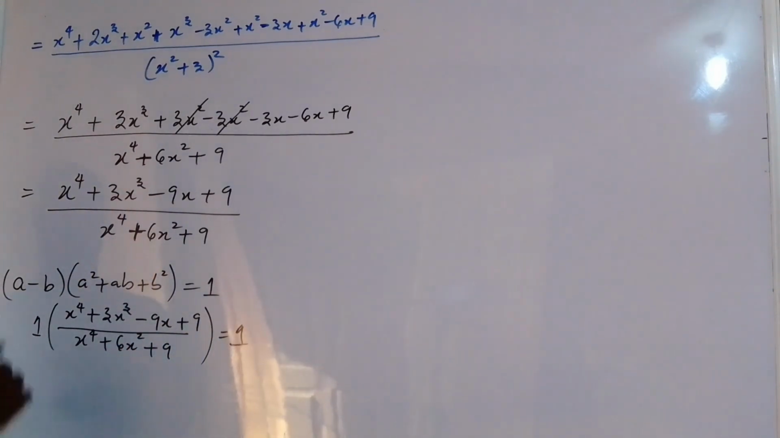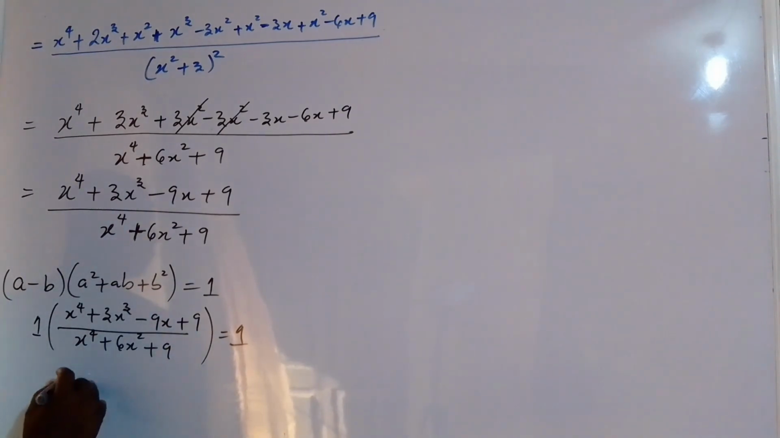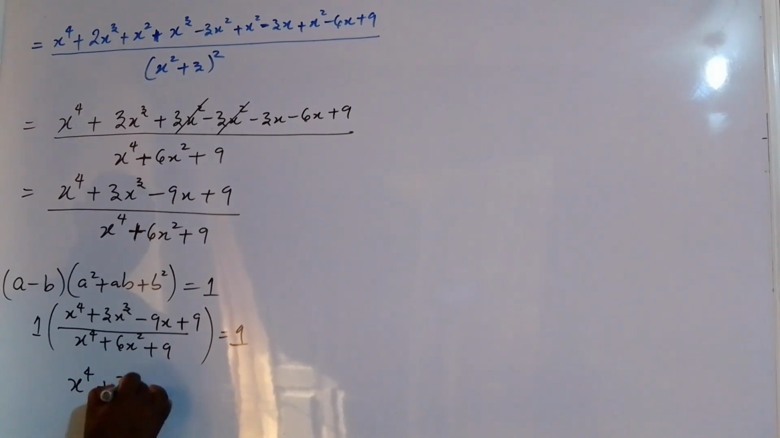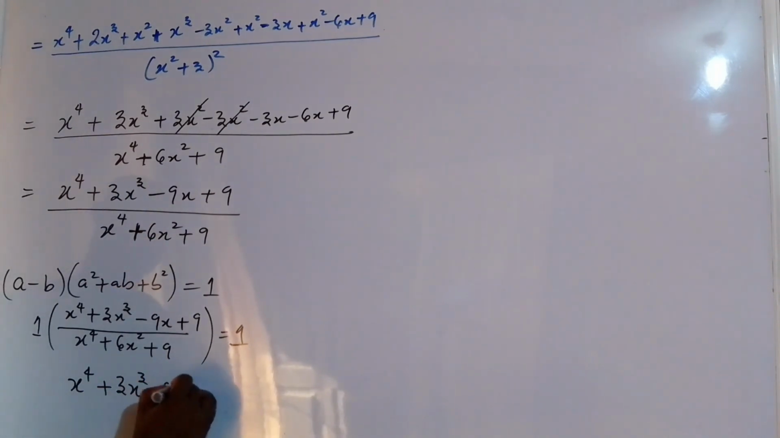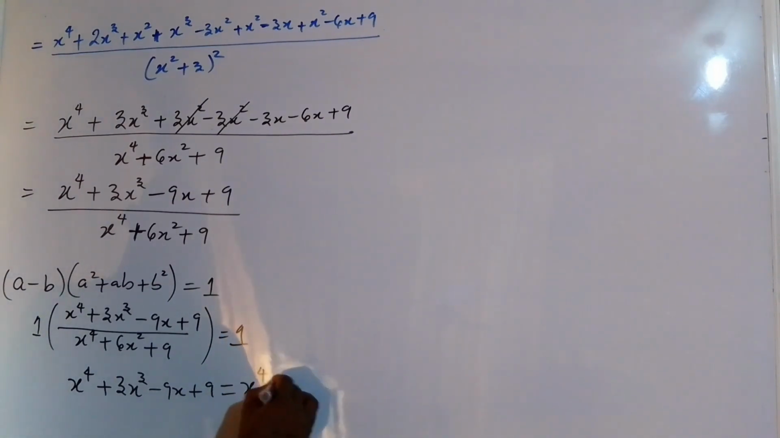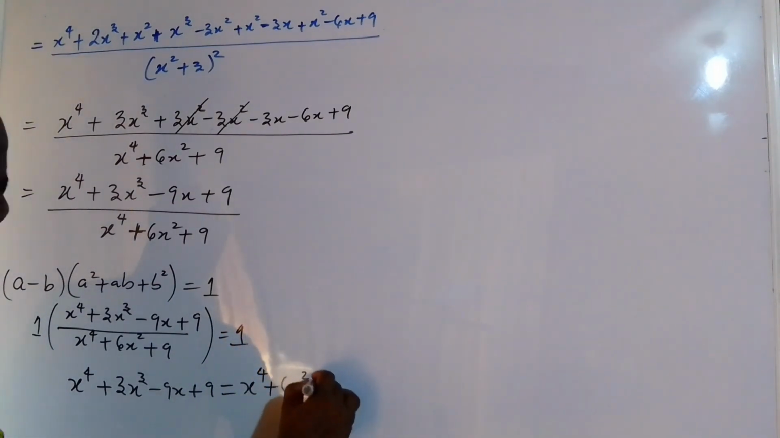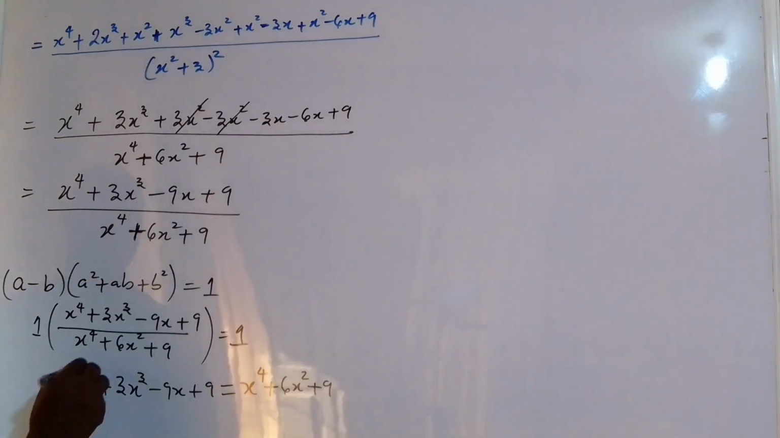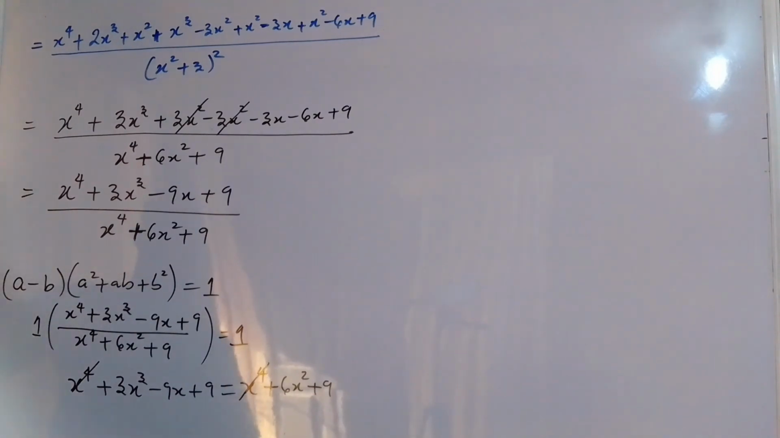So once we cross multiply, we're going to have x to the power 4 plus 3x cubed minus 9x plus 9 equal to x to the power 4 plus 6x squared plus 9. So this and this will undo each other, and this will undo each other. So we have 3x cubed, right?